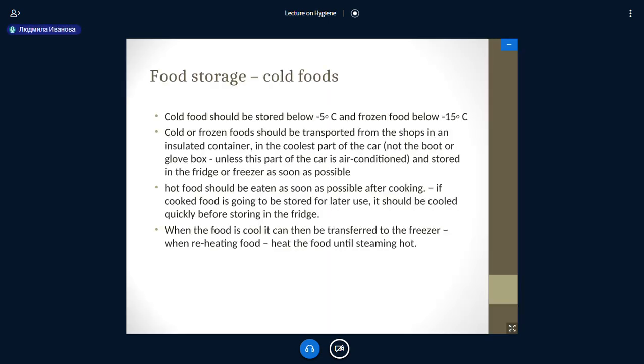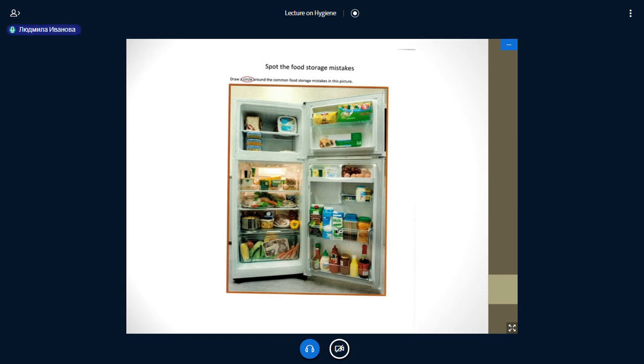And cold foods below -5 degrees and frozen below -15 should be transported with special transport, an insulated container. Hot food should be eaten as soon as possible after cooking. And when the food is cool, it can be transferred to the freezer. When reheating food, heat the food until steaming hot. And I think we are on time.